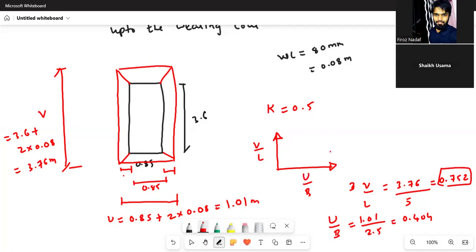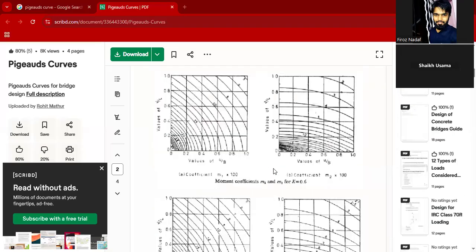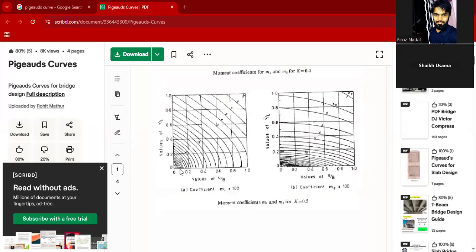Okay, so I will show you the figures curve. Here in the figures curve we need to see for k equal to 0.5. So this is one curve and this is another curve. From this curve we will find the coefficient m1, and from this curve we will find the coefficient m2.